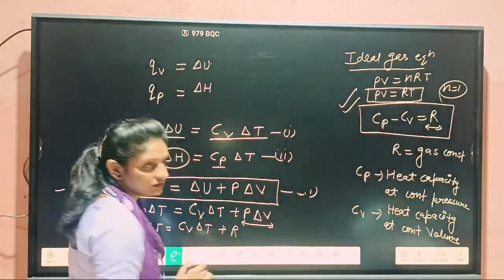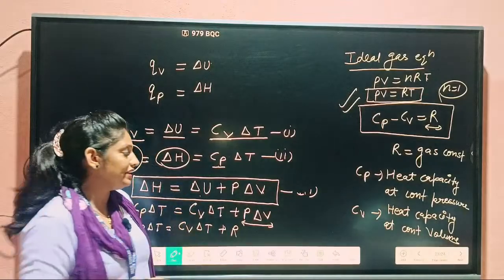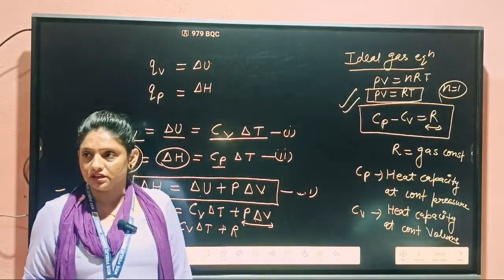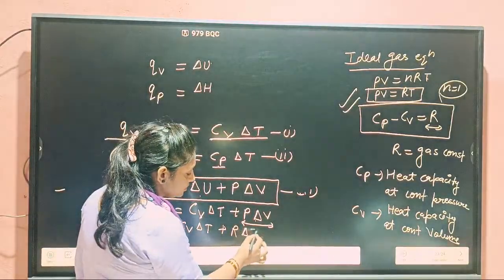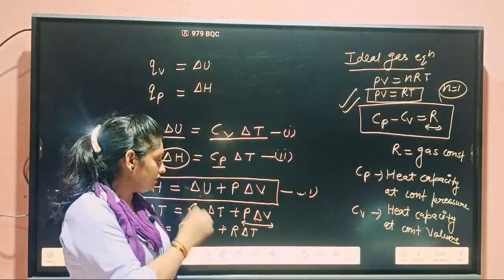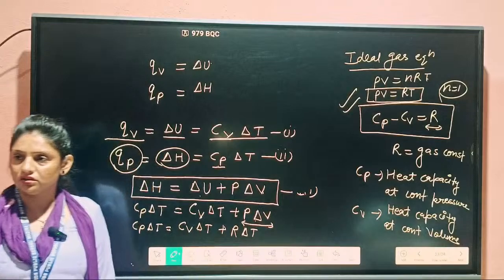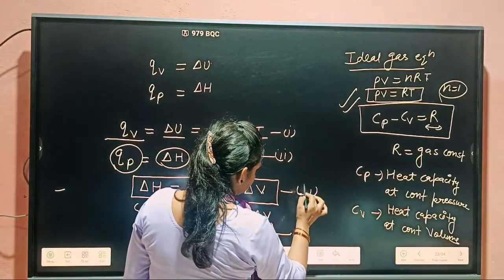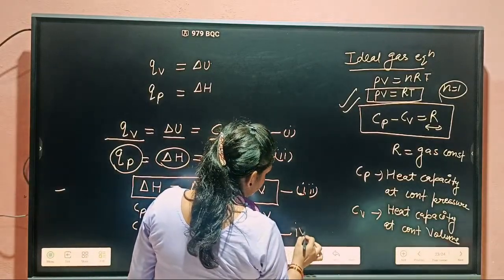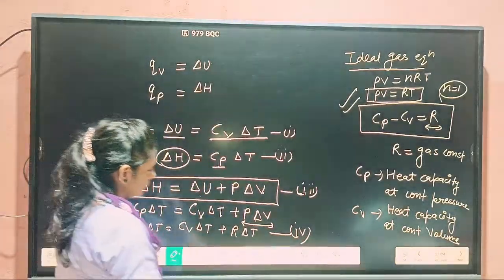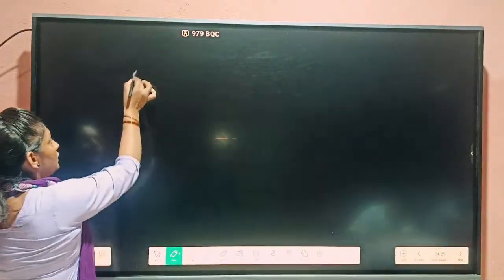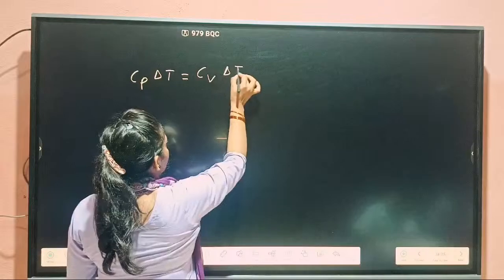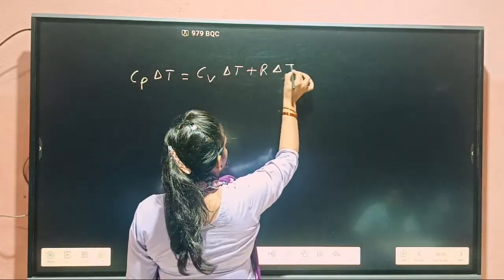R, the gas constant. No change will take place in it, and this delta is showing change only. So I will write R as it is because it is a constant. Change in temperature takes place, so I will write it in the form of del T. Clear or not? So from here, CP del T is equal to CV del T plus R del T.